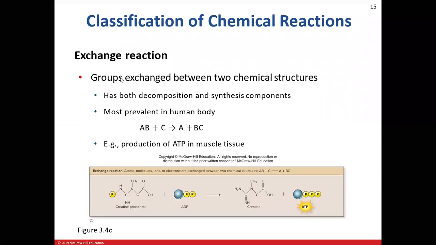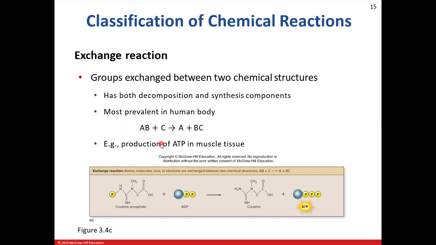Our last one is going to be an exchange reaction. And in this case, the groups actually exchange between 2 chemical structures. It has both decomposition and synthesis components. And this is the most prevalent type of reaction in the body, okay? Where we basically have our reactants here, and essentially what you see is that the B really switches places, and then we get A and BC. So we kind of are exchanging one location to the other.